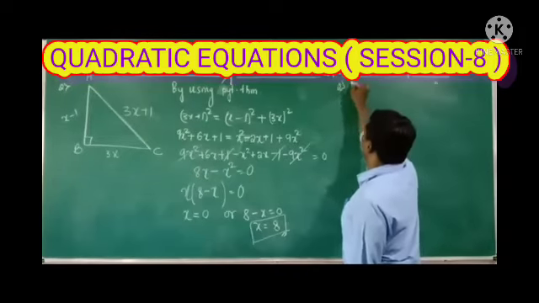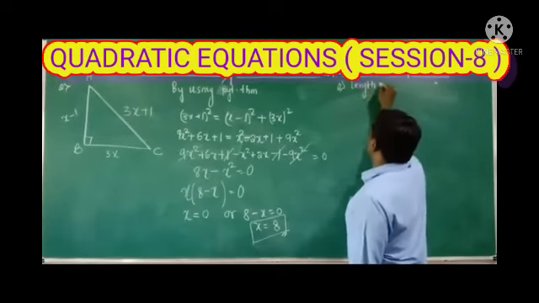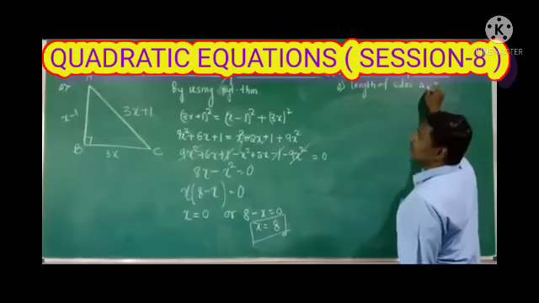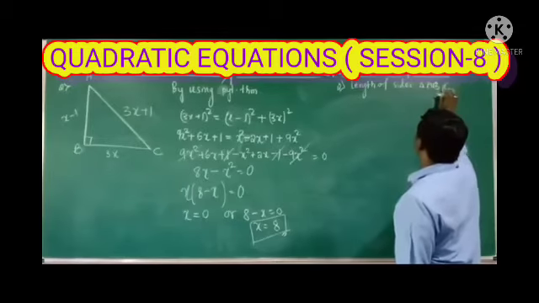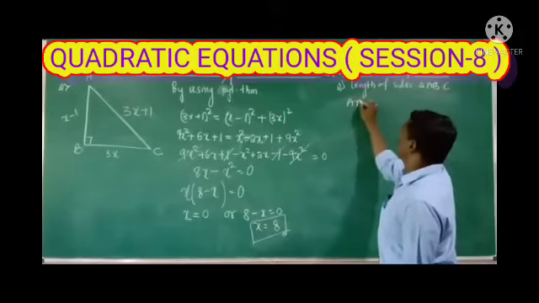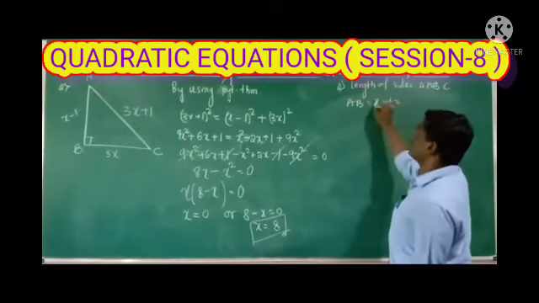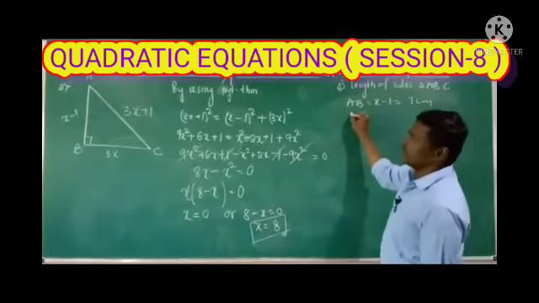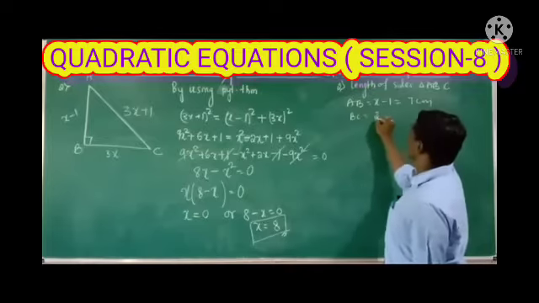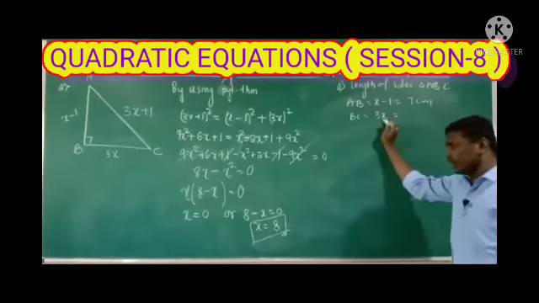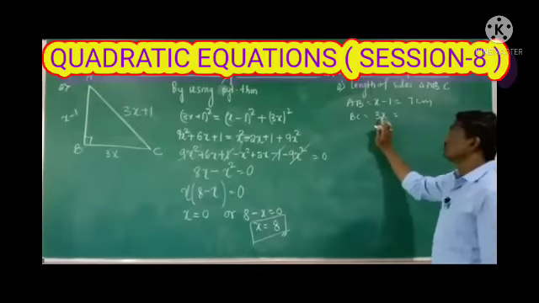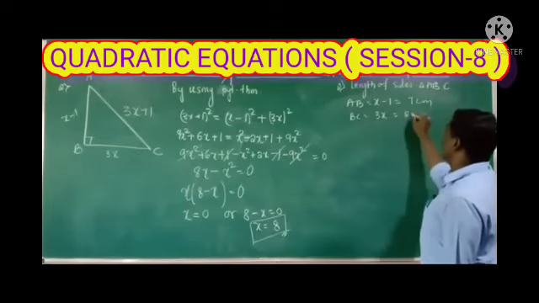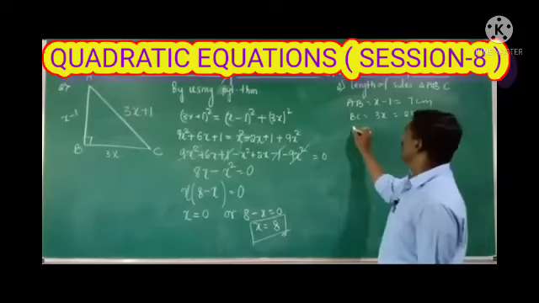Second one, length of the sides of triangle ABC. First, AB is equal to x minus 1. The x value is 8, so 8 minus 1 is 7 centimeter. Second, BC is 3x. I already know the x value is 8, so 3 times 8 is 24 centimeter.